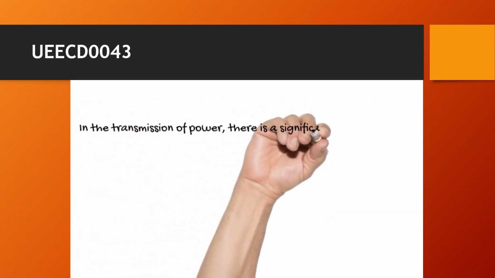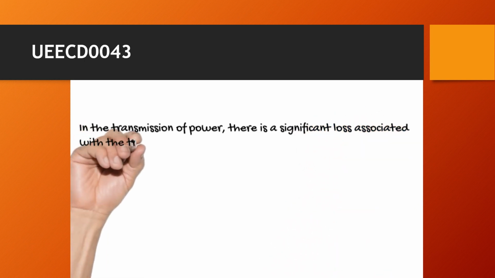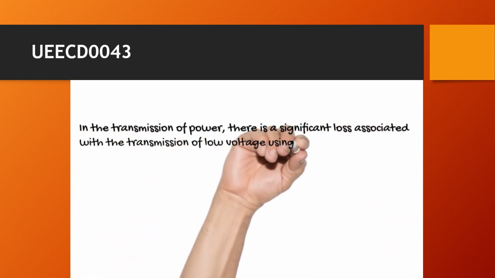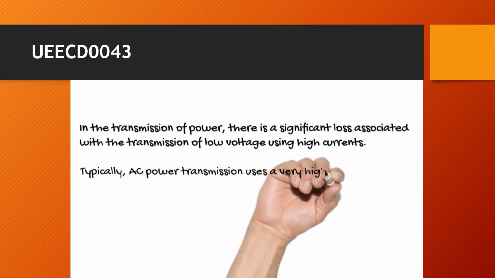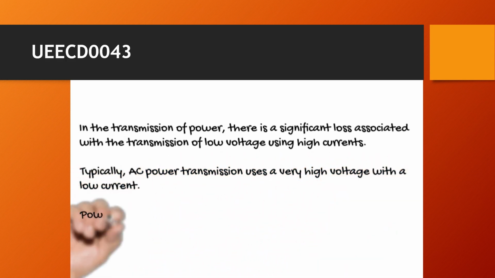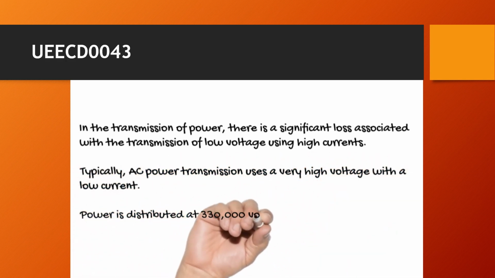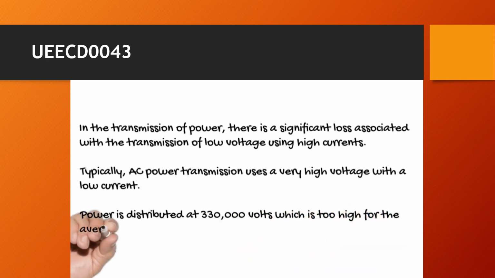In the transmission of power, there is a significant loss associated with the transmission of low voltage using high currents. Typically, AC power transmission uses a very high voltage with a low current. Power is distributed at 330,000 volts, which is too high for the average domestic residence.